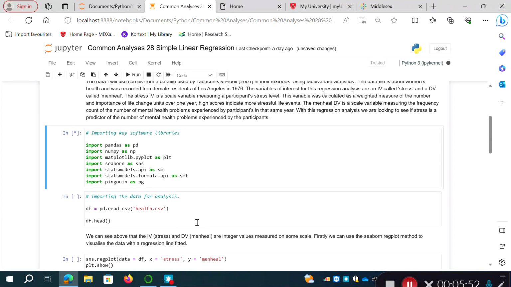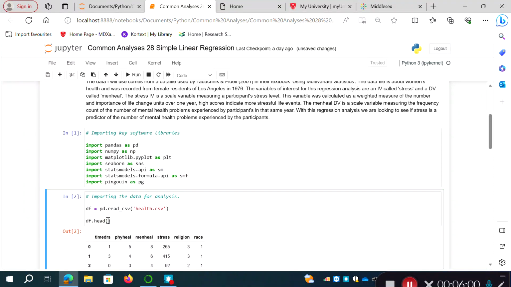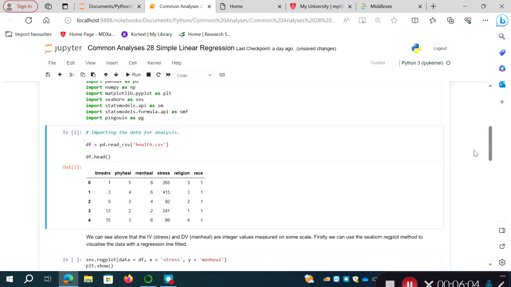So if we run that, I'll also import the data frame. I'm saving it as an object called df, just an abbreviation for data frame. And I'm going to import it using the pandas read_csv method. So you can see a number of variables here. Time at doctors, I think that's how many times they visit a doctor. Physical health, number of physical health issues. Mental health, number of mental health problems they've reported.